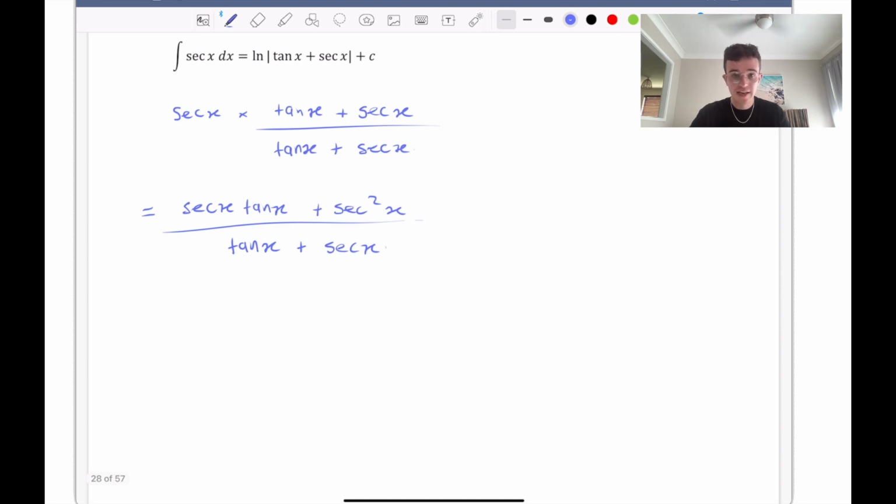Now, again, this looks scary, but it's not. Because if we differentiate tan of x, we get sec squared of x. And if we differentiate sec of x, we should recall that we get sec x tan of x. So this is simply ln of tan x plus sec x plus c, which is what we're required to prove. So we're done.